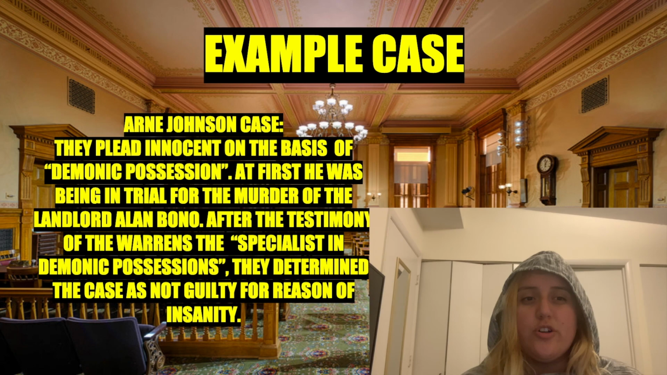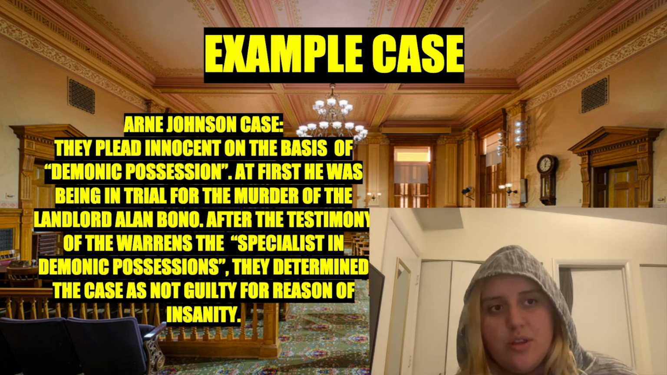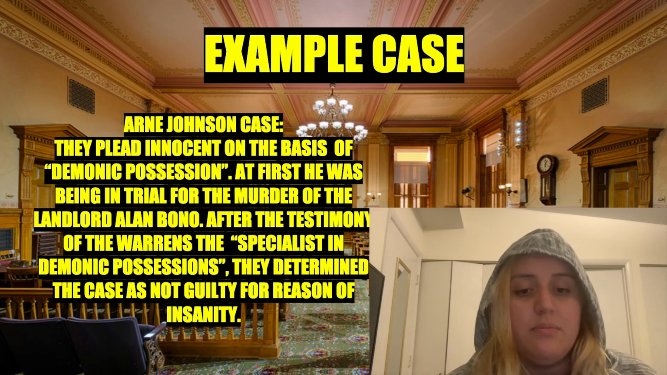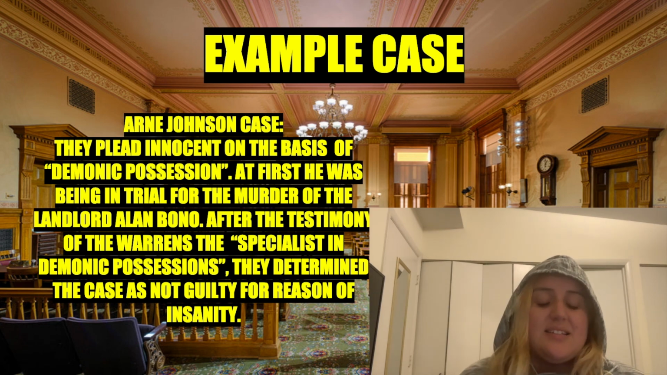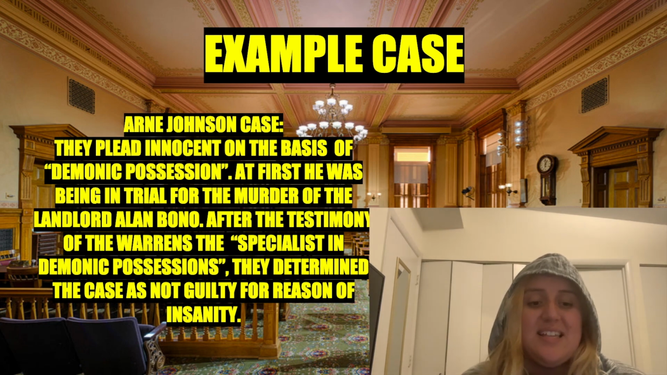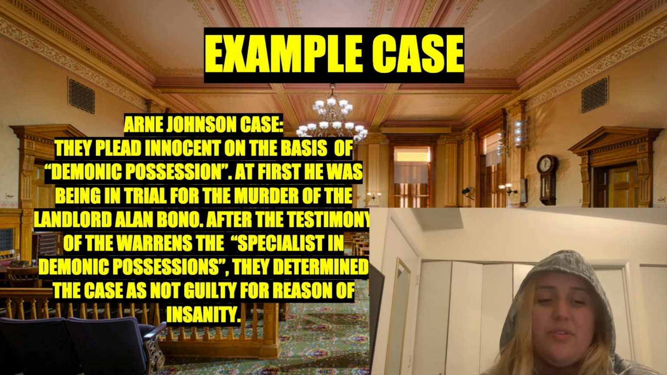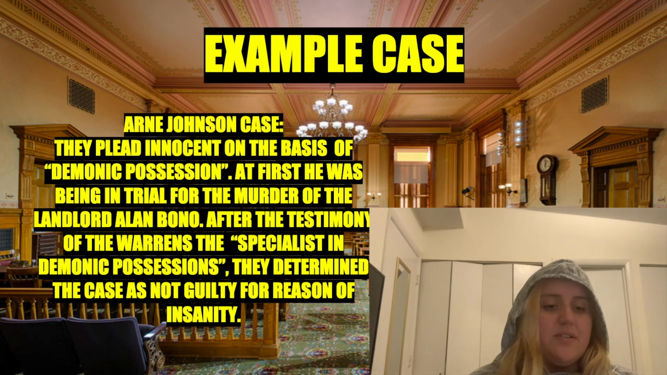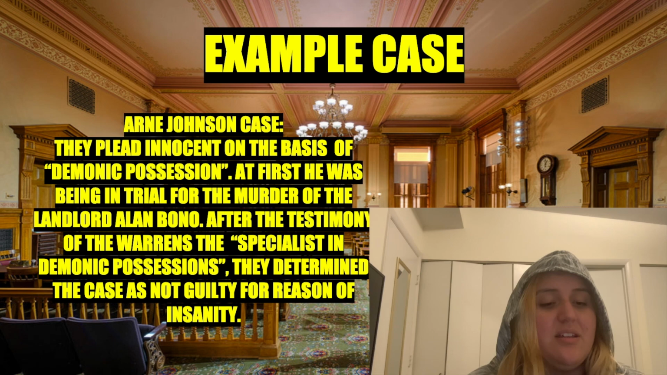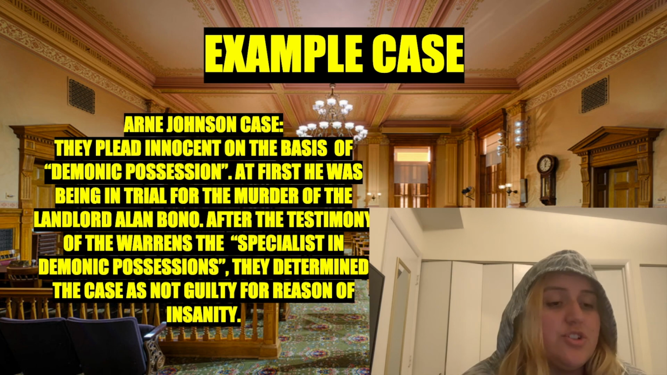They were always looking for demonic possessions, and in this case, they went to the Arne Johnson house, which they believed was under a demonic possession. They said in the trial that Arne Johnson was in a demonic possession at the time of the murder. He killed the landlord in his house. He doesn't remember anything that happened that night. They proved it. They had a specialist show that he actually didn't remember anything that happened, that he was under some kind of mental illness at that time.